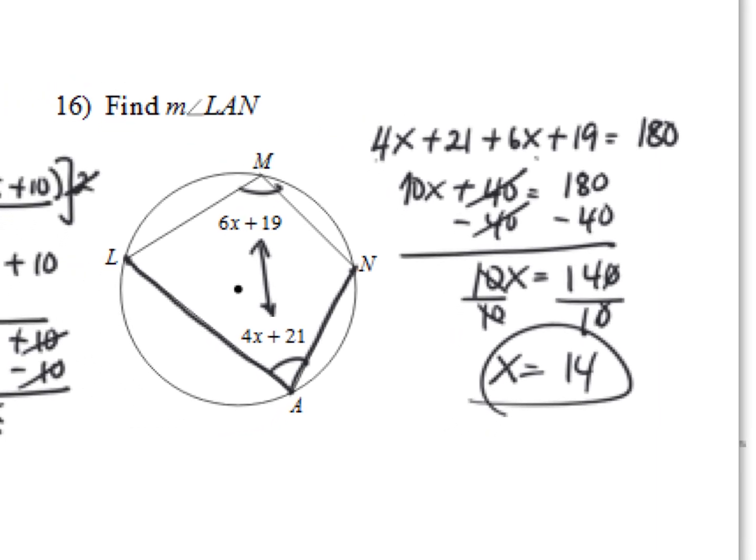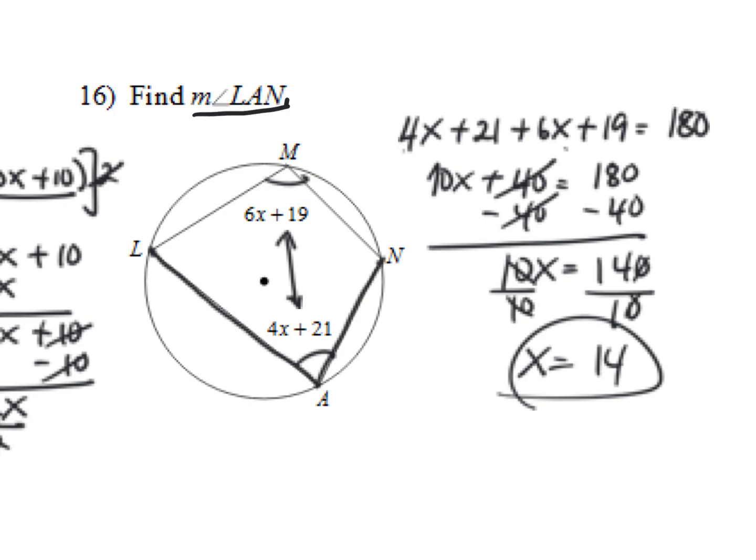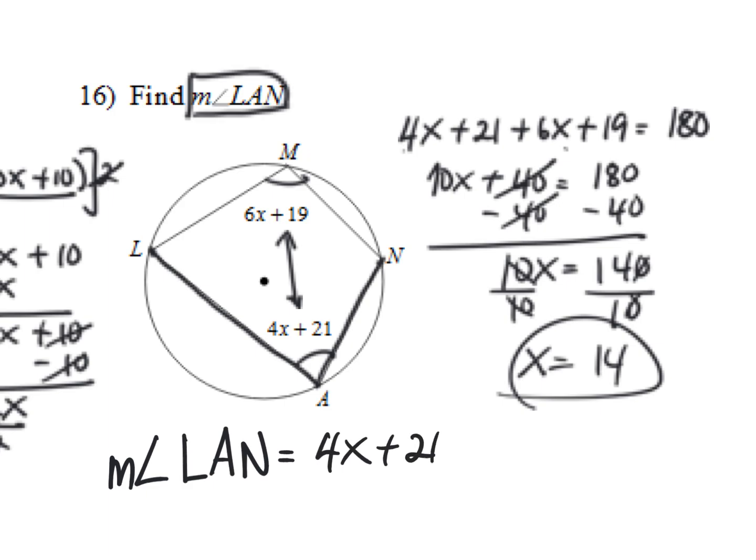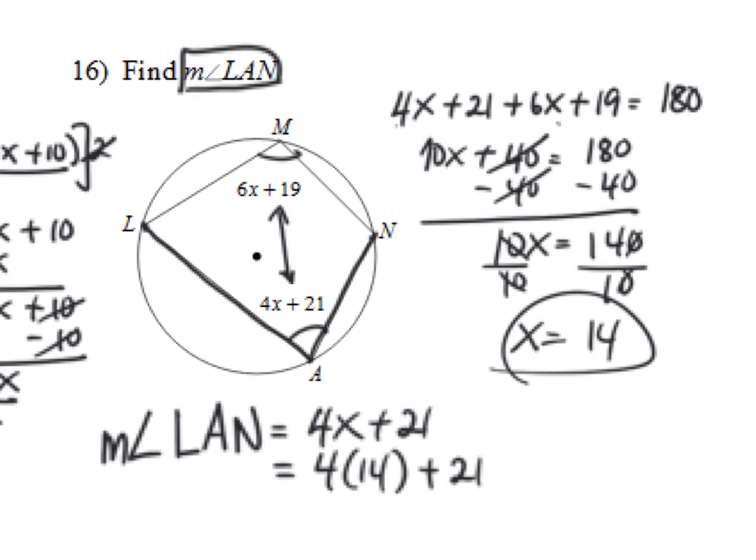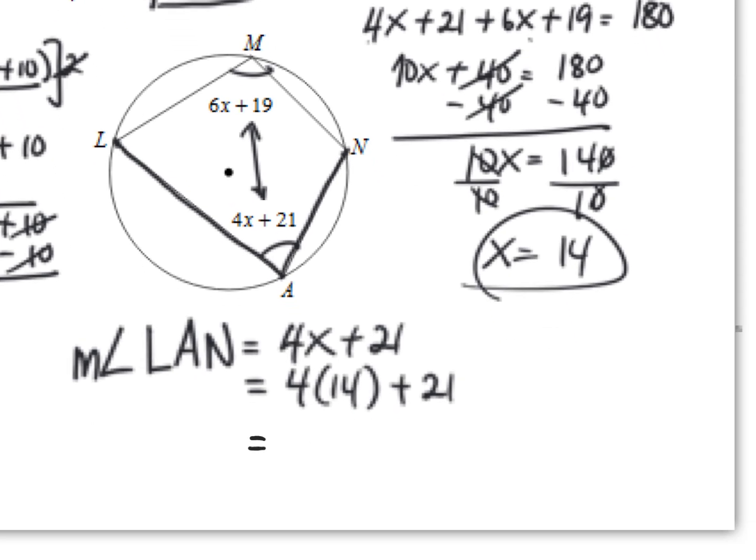Now let's recheck. They are asking us only to find the measurement of this angle LAN. So in that case, the measurement of angle LAN is equal to 4x plus 21. The value of our x is 14. 4 times 14 plus 21. Okay, 4 times 14 is going to give you 56 plus 21 is going to give you 77. So this is the measurement of your angle LAN.